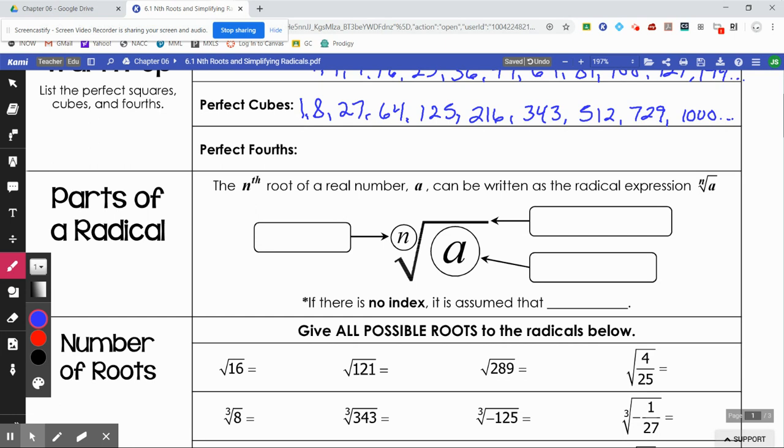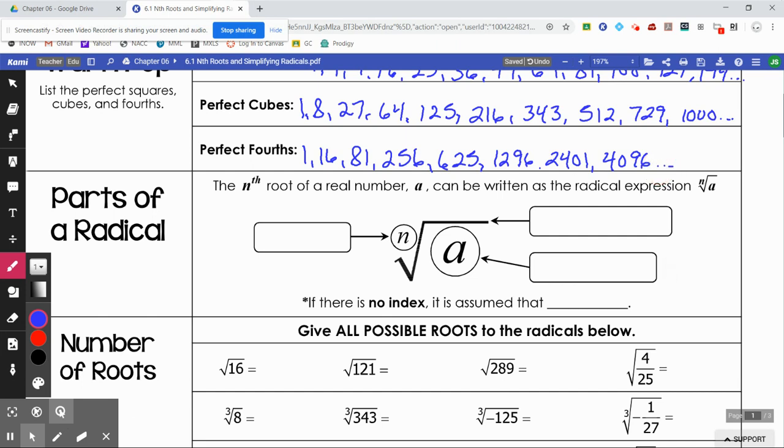Your perfect fourth roots or fourth powers would be 1 to the fourth, 2 to the fourth is 16, 81, 256, 625, 1,296, 2401, and 4,096, and that'll be enough of those.